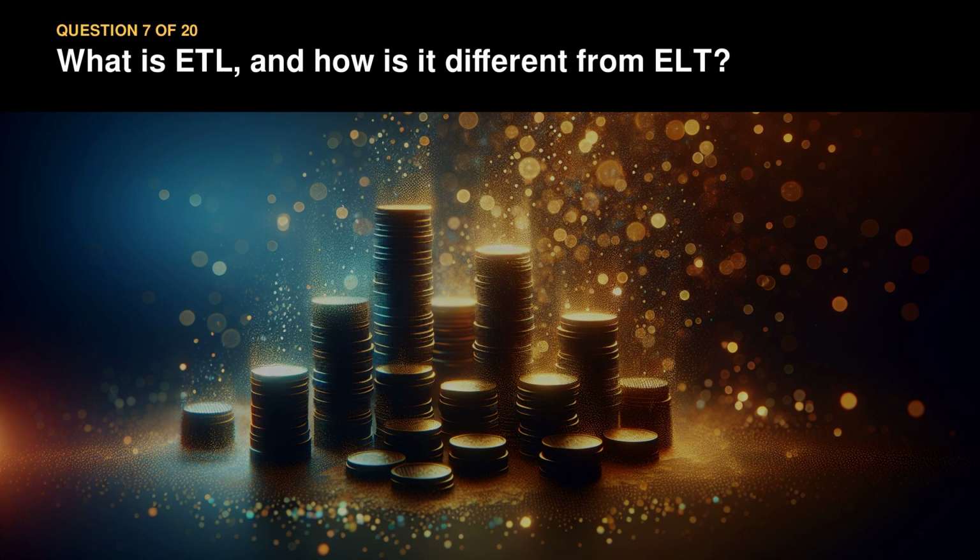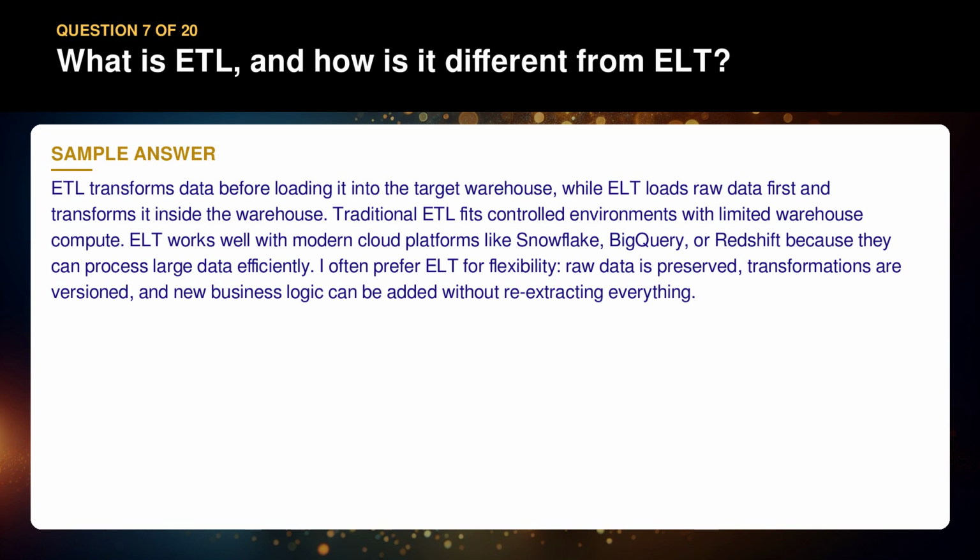Question 7. What is ETL, and how is it different from ELT? ETL transforms data before loading it into the target warehouse, while ELT loads raw data first and transforms it inside the warehouse. Traditional ETL fits controlled environments with limited warehouse compute. ELT works well with modern cloud platforms like Snowflake, BigQuery, or Redshift because they can process large data efficiently. I often prefer ELT for flexibility.